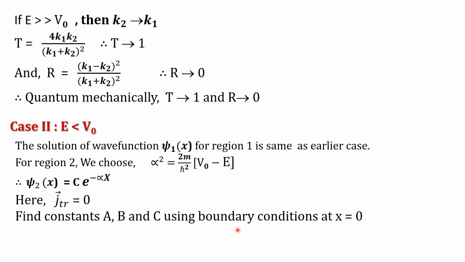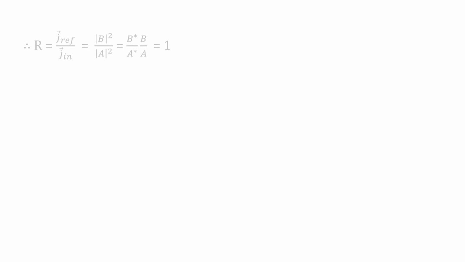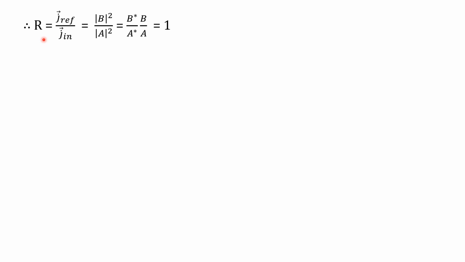Now we find the constants A, B, C using the boundary condition at x equal to 0. Here we find only the first term, B by A, and it is minus alpha plus i k1 divided by alpha minus i k1. Since the psi 1 term, A e raised to i k1 x plus B e raised to minus i k1 x, is equal to C e raised to minus alpha x. We solve the equation, we get this equation. Then we find the probability current density for the reflected wave.